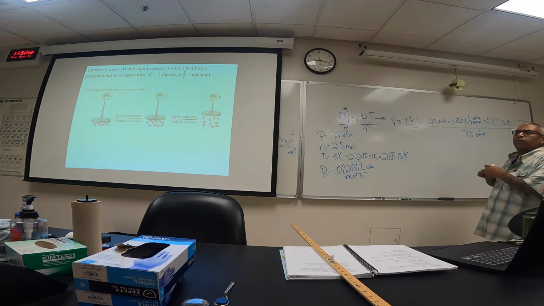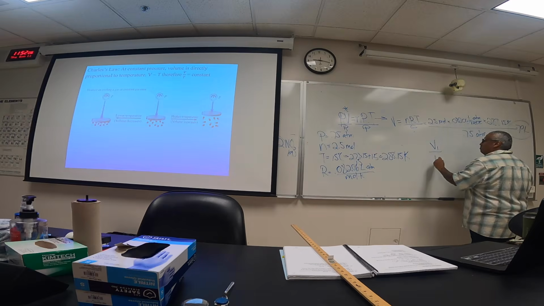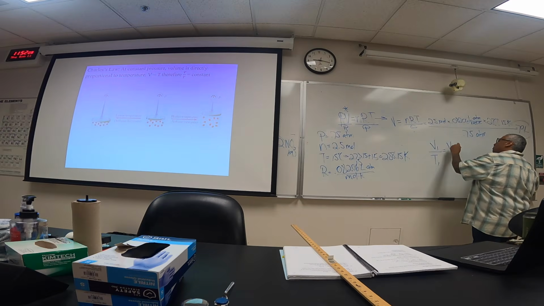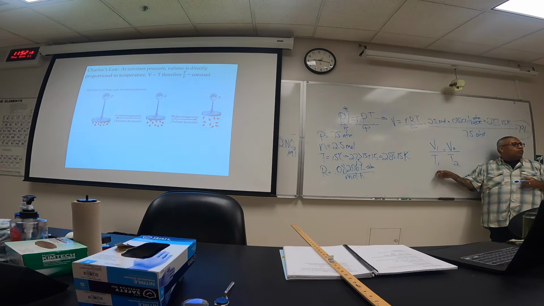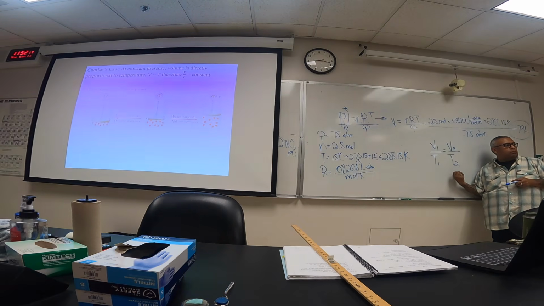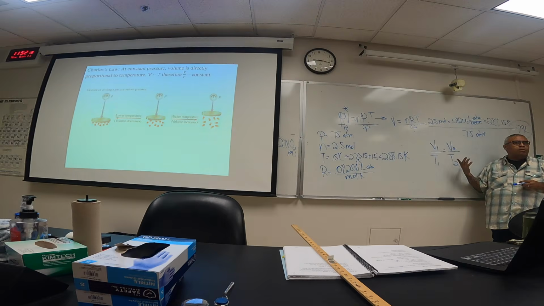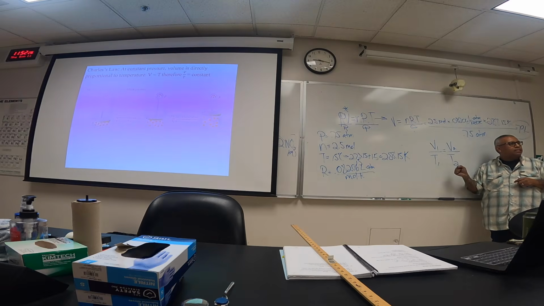Direct relationships are written a little bit differently. So here for Charles' law, we're going to say V1 over T1 is equal to V2 over T2. Direct relationship. The other one was an inverse relationship between pressure and volume. This is a direct relationship between volume and temperature.